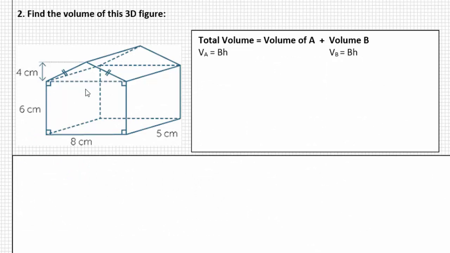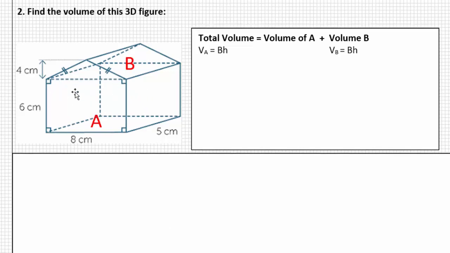Here's our second example, and we're being asked to find the volume of this 3D figure. It almost has a house shape to it. So let's once again break it into two prisms that we recognize. Do you see them? I've noticed this bottom prism is a rectangular prism. You can see that because all the faces are rectangles. And this top piece is a triangular prism.